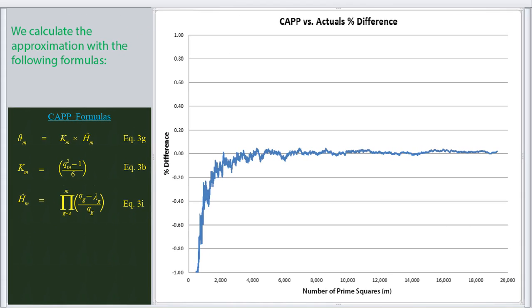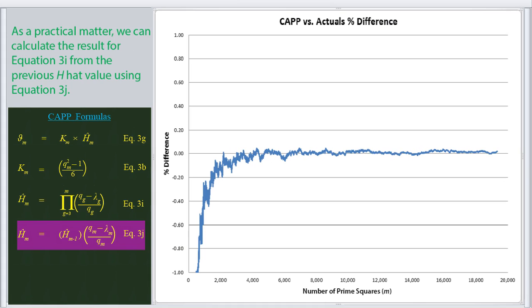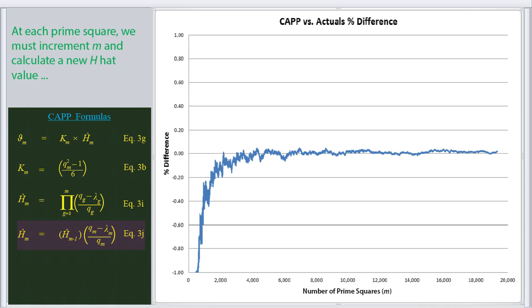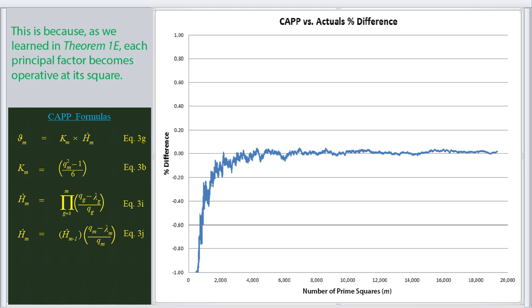We calculate the approximation with the following formulas. As a practical matter, we can calculate the result for equation 3i from the previous h hat value using equation 3j. At each prime square, we must increment m and calculate a new h hat value, with q sub m added to the formula as a new principal factor. This is because, as we learned in Theorem 1e, each principal factor becomes operative at its square.